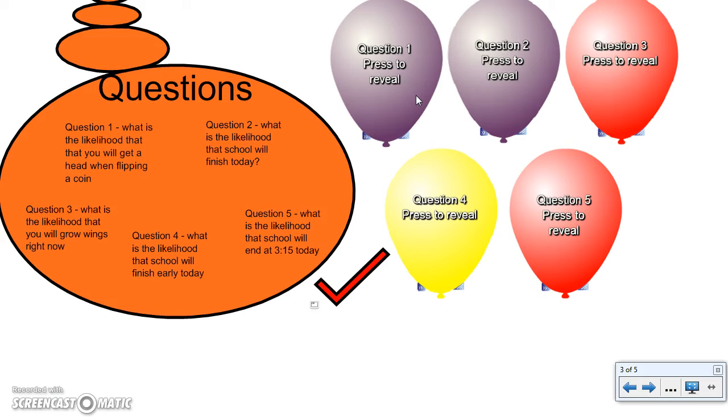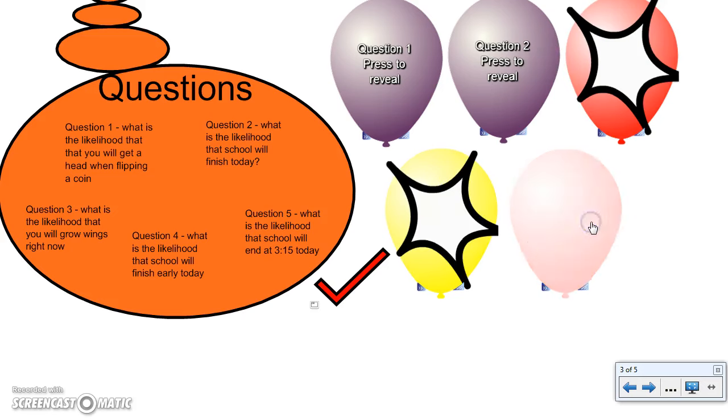Question 2. What is the likelihood that school will finish today? Let's see if this one will work for us. Unfortunately it won't. But you continue to do this throughout the whole questions, and you can pop each balloon as you go. Oh, there we go. That's what it's meant to happen like. Likely. So question 5, what is the likelihood that school will end at 3:15 today? It's very likely. There we go. Now, that was meant to happen for the rest of them, but that is unfortunate.